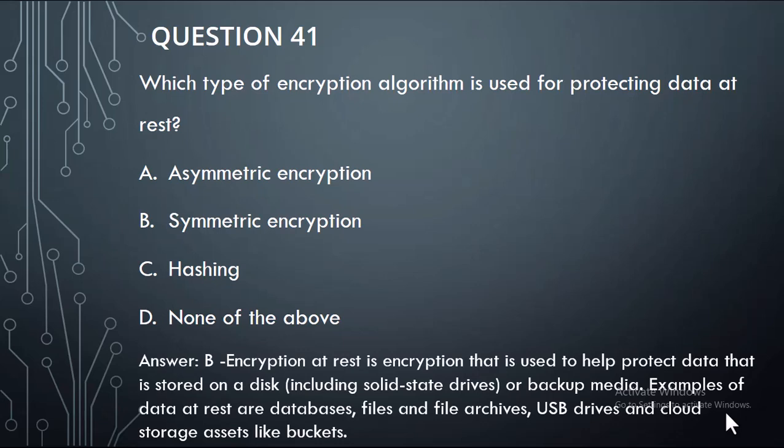Encryption at rest is the encryption that is used to protect data that is stored on a disk, including solid-state drives or backup media. Examples of data at rest are databases, files, and file archives, USB drives, and cloud storage access like buckets.